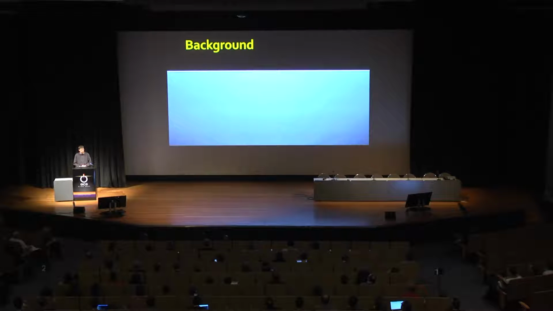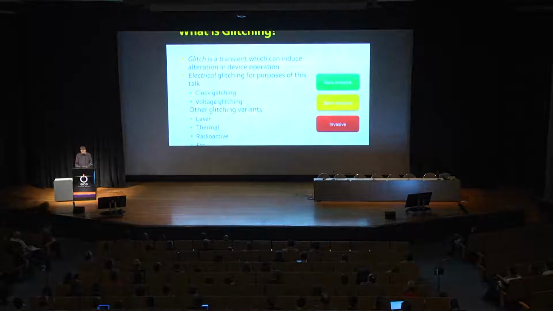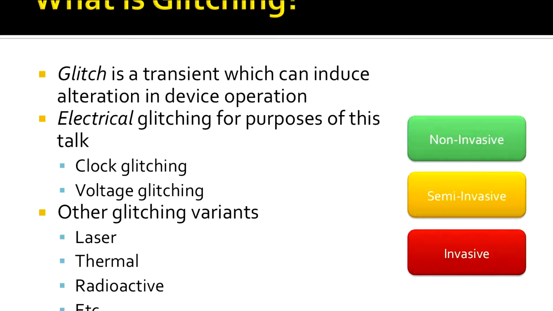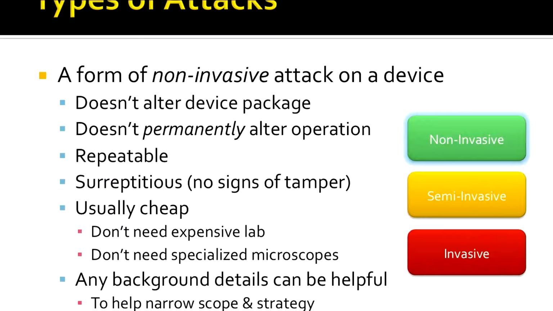So let's go into the background section, the classroom section. What is glitching? A glitch, and this is not necessarily electrical right now, the definition would be a transient which can induce alteration in a device operation. So a glitch is something that can mess up a device's normal operation. For this talk, we'll talk about electrical glitching specifically, and specifically clock glitching and voltage or power glitching. And there are other variants like laser, thermal, radioactive, but I'm not enough of an expert in those topics to give them a good speech.